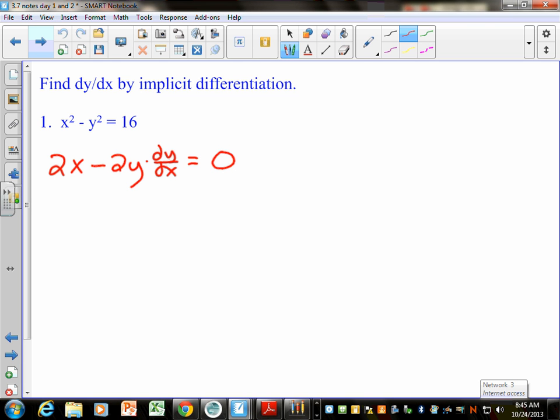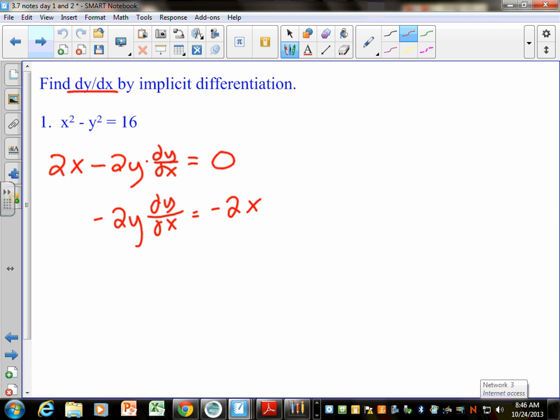Now the only other thing we have to do is some algebra. We want to know what dy dx is, so we just need to solve for dy dx. Every time you do the derivative, you're going to have a dy dx in there, sometimes more than one if there's more than one y in the problem. So we do a little algebra here. Do you agree I could just subtract 2x over to this side? I'd get negative 2y dy dx equals negative 2x.